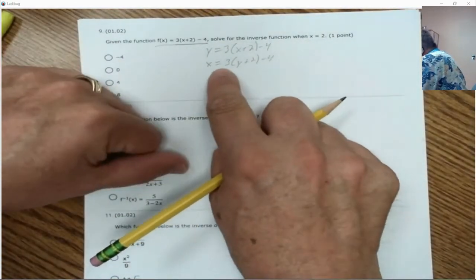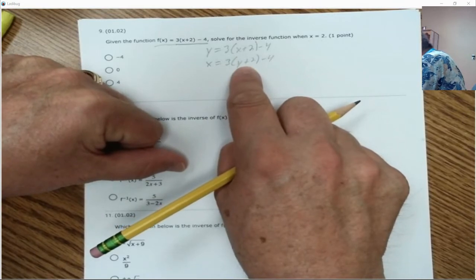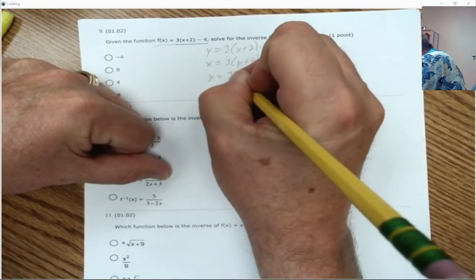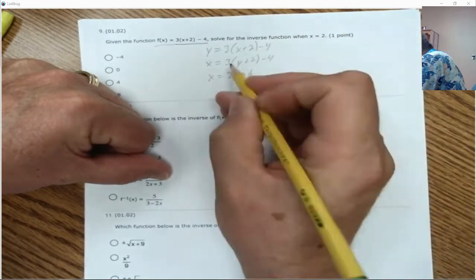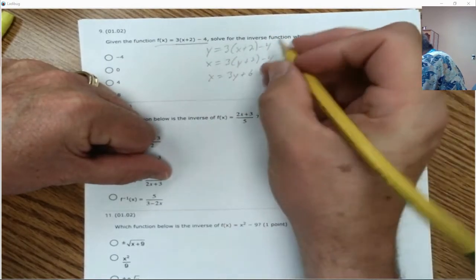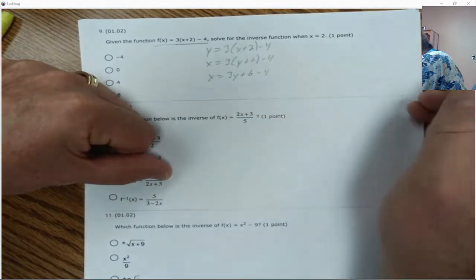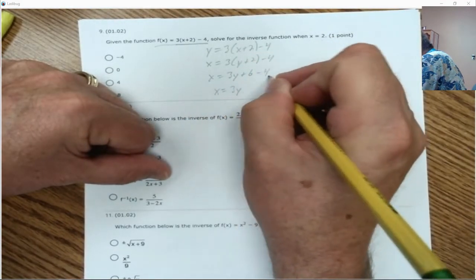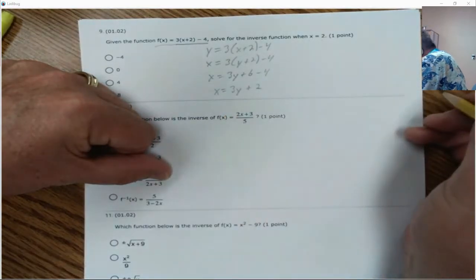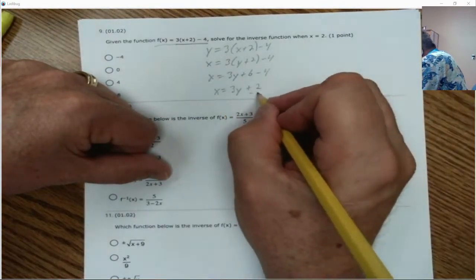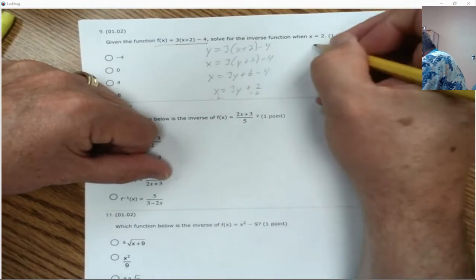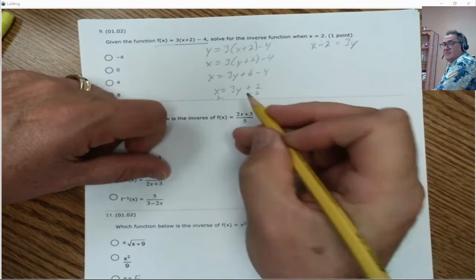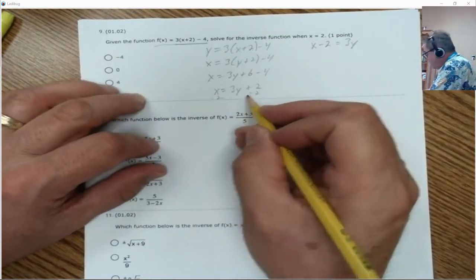So the first thing, order of operations, right? Parentheses first. X equals 3y plus 6, because we have to distribute the 3 to everything inside, minus 4. X equals, we can simplify, plus 6 minus 4 is just plus 2. All right, now subtract 2 from each side. X minus 2 equals 3y. That's what we end up with.